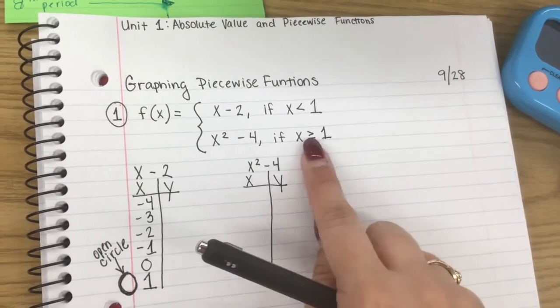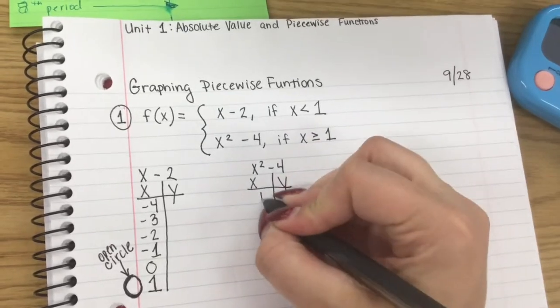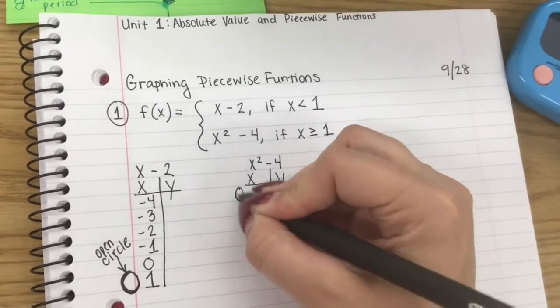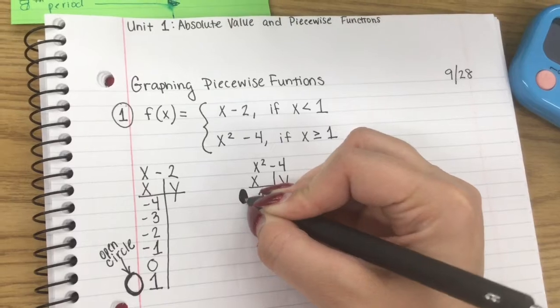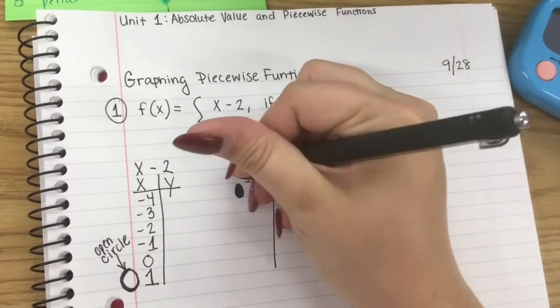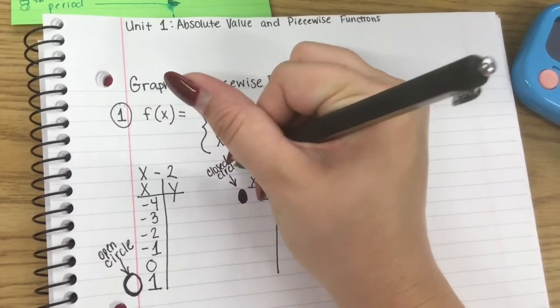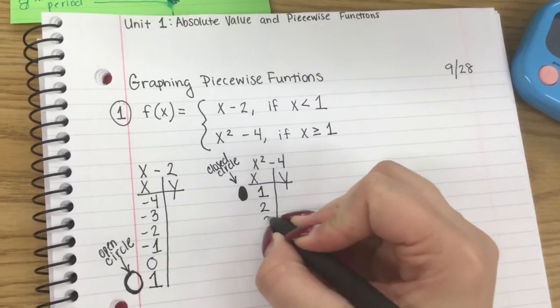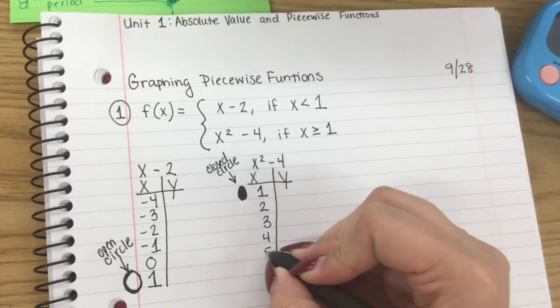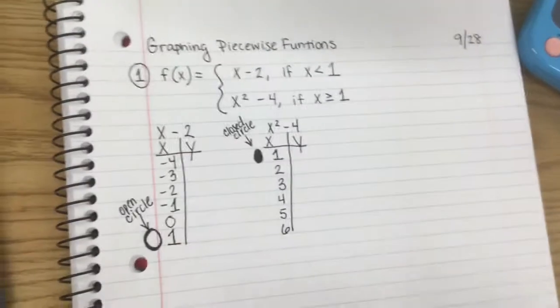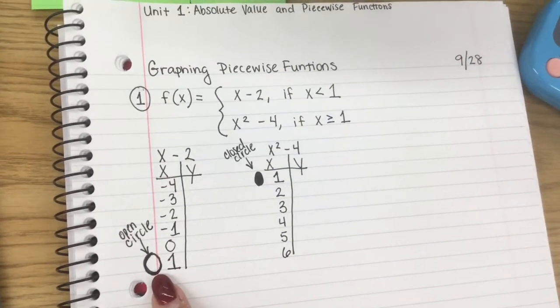For this second function, my values are greater than or equal to 1. So the first x that I'm going to put here is positive 1, and I'm going to put a closed circle next to it so that I remember to use a closed circle when I graph this on my graph. Notice that the x values I'm choosing are all bigger than positive 1 because that's what my domain restriction states.